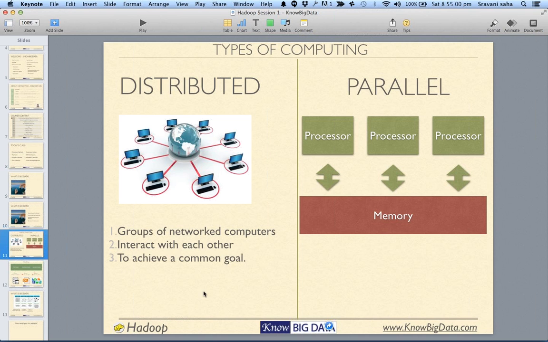All right. So moving ahead. There is always a confusion about what is distributed and what is parallel. There are two kinds of computing we generally study. One is distributed.